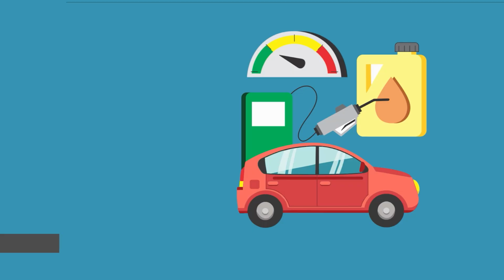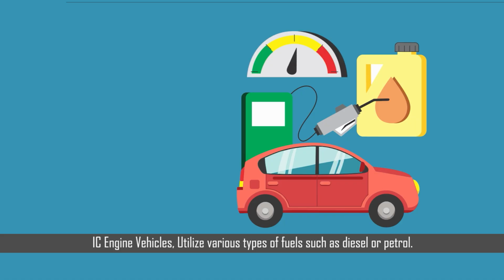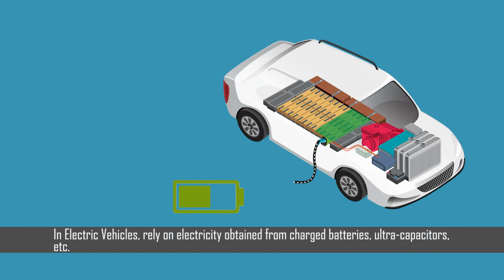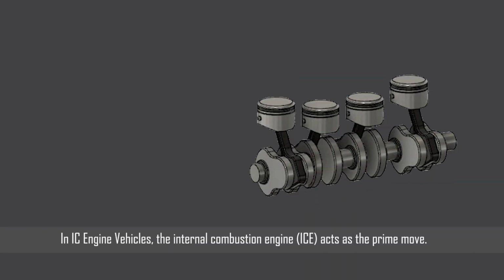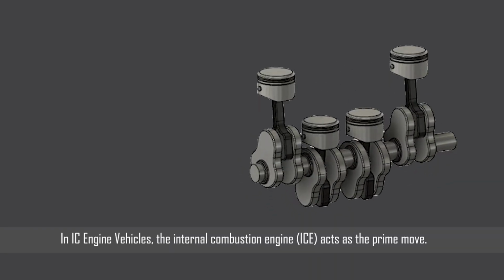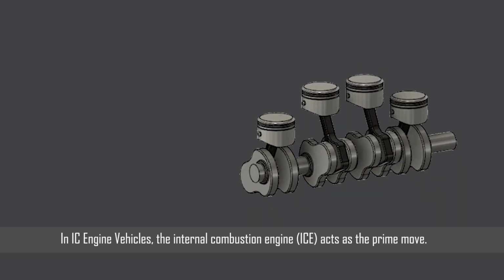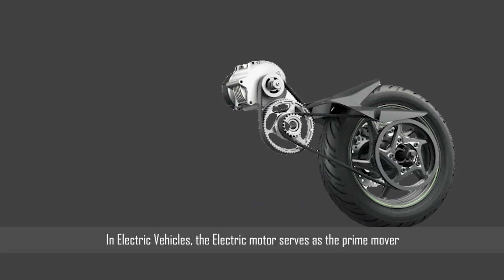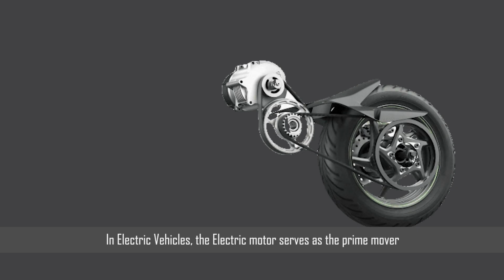The following table highlights the points that differentiate an IC engine vehicle from an electric vehicle. Source of power. IC engine vehicles utilize various types of fuels such as diesel or petrol. Electric vehicles rely on electricity obtained from charged batteries, ultracapacitors, etc. Prime movers. In IC engine vehicles, the internal combustion engine acts as the prime mover. In electric vehicles, the electric motor serves as the prime mover.